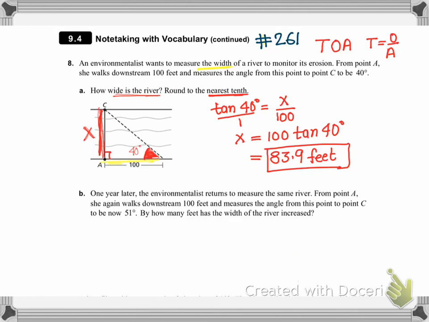Let's move to the next problem, the next part of the same kind of problem. It says 1 year later, the environmentalist returns to measure the same river. From point A, she again walks downstream 100 feet and measures the angle from this point to point C to be now 51 degrees. So how many feet has the width of the river increased? Because of erosion, maybe the width of the river increased.